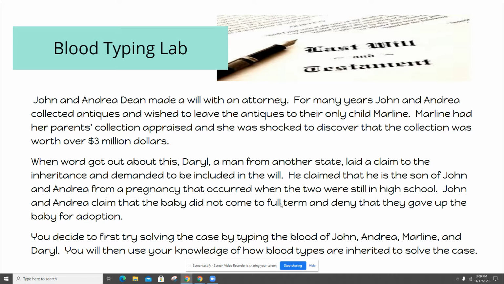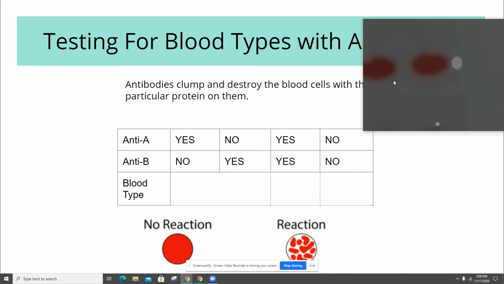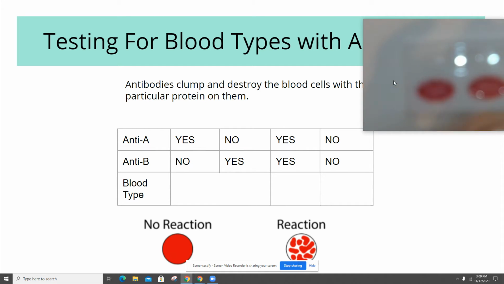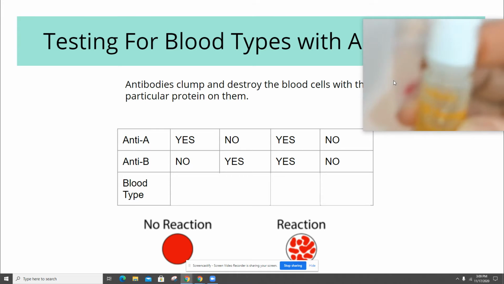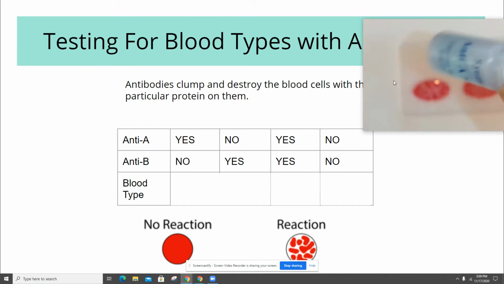So first of all, I have to teach you how we do blood typing. And so we're going to use antibodies, anti-A and anti-B. And I will bring this over here. So these are antibodies right here. I don't know if my camera is going to focus or not. So anyway, you can't really see it very clearly, but inside of here, this is anti-B and this one is anti-A. So we have both anti-B and anti-A.